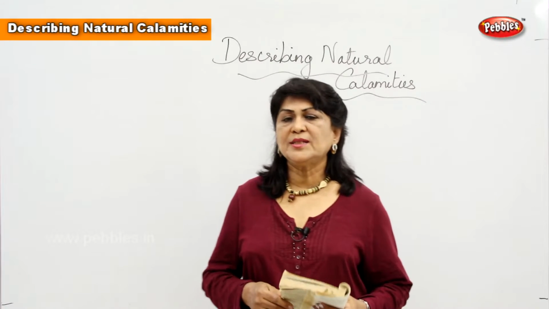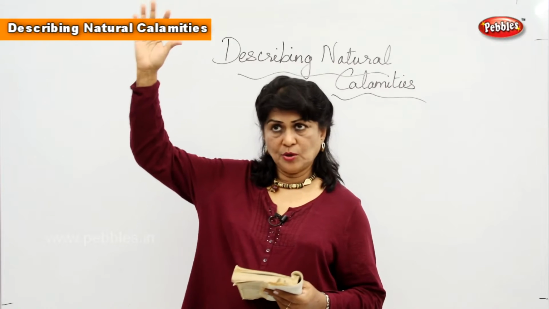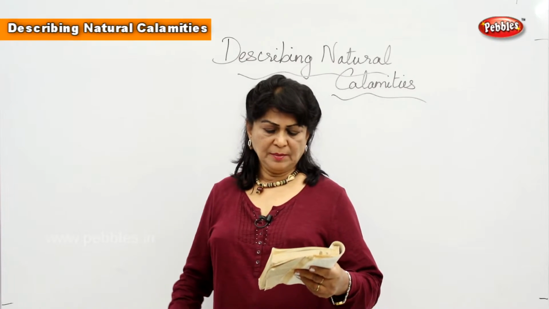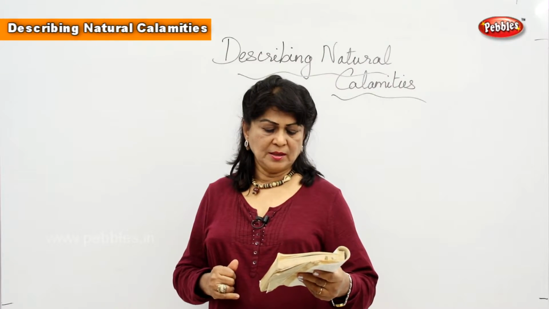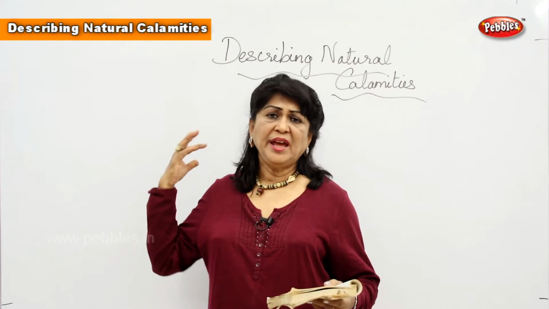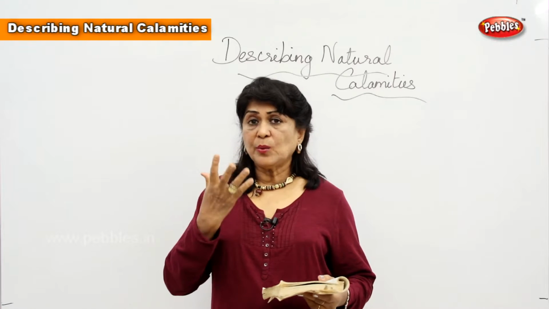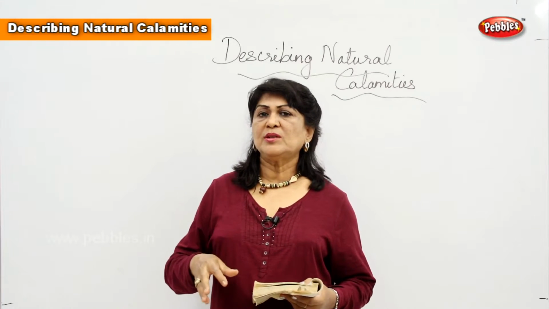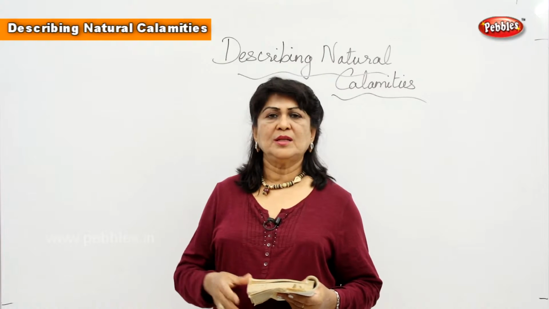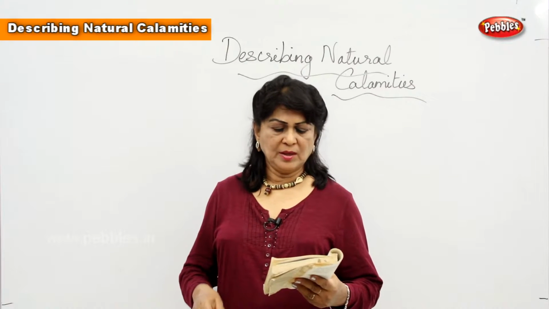Okay, if you see these two sentences, the top story of the building came tumbling down. What would have caused it? A heavy hailstorm, or you can even say an earthquake. So, all these natural disasters may cause a building to tumble down.